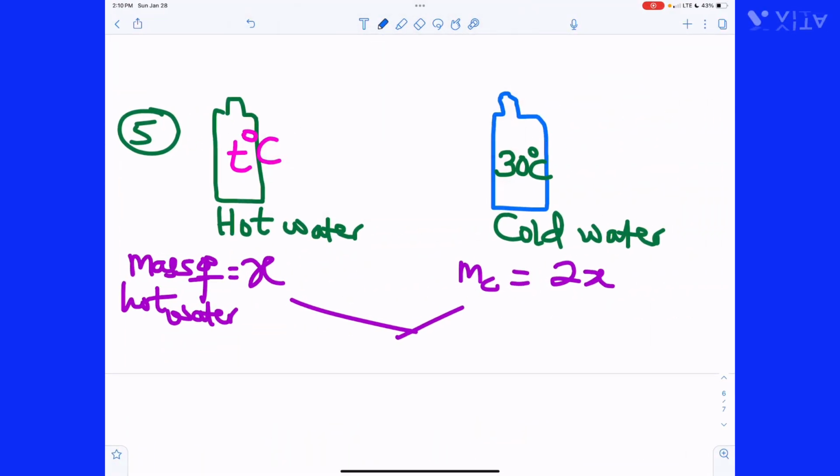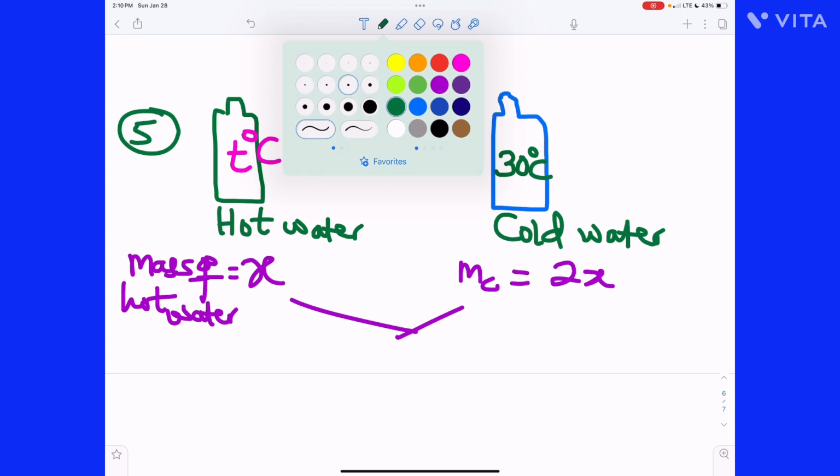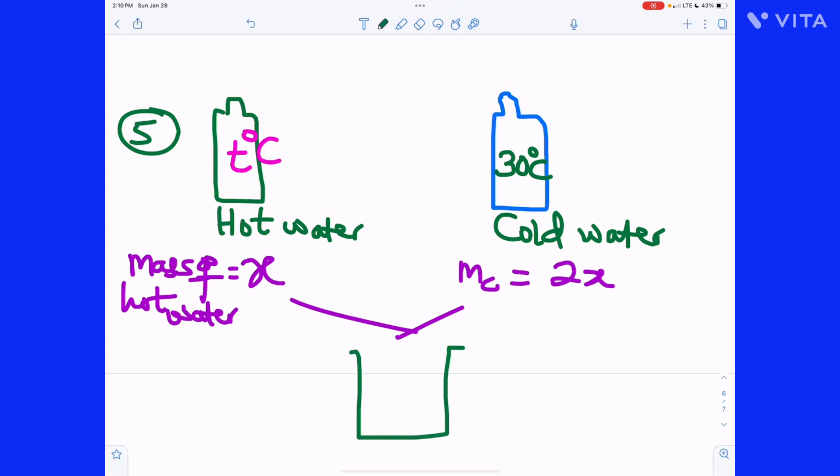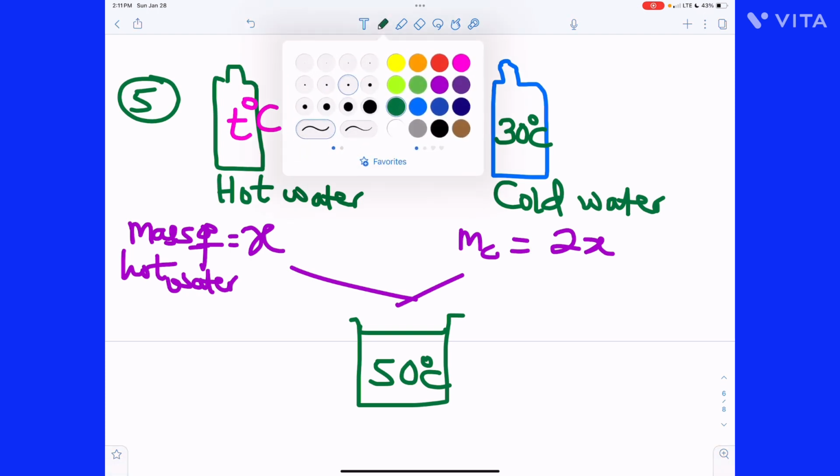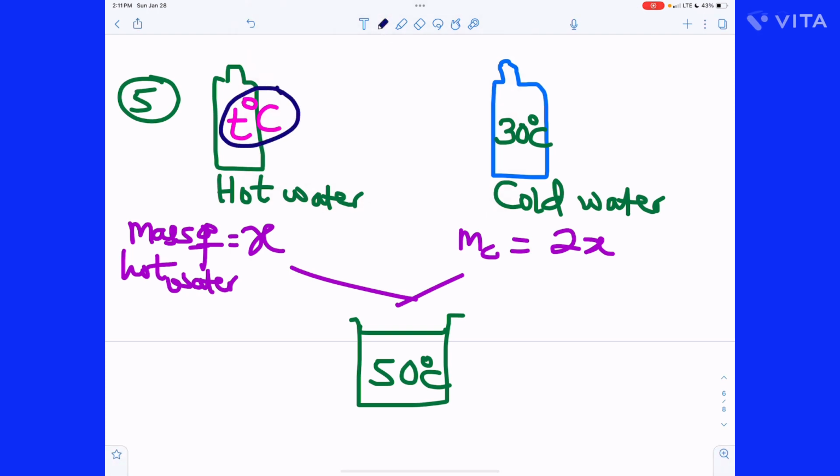After mixing, we got a sample of water that's at 50 degrees Celsius. So we now want to calculate T. Let me take the question again. Hot water at a temperature T degrees Celsius is mixed with cold water at a temperature 30 degrees Celsius.